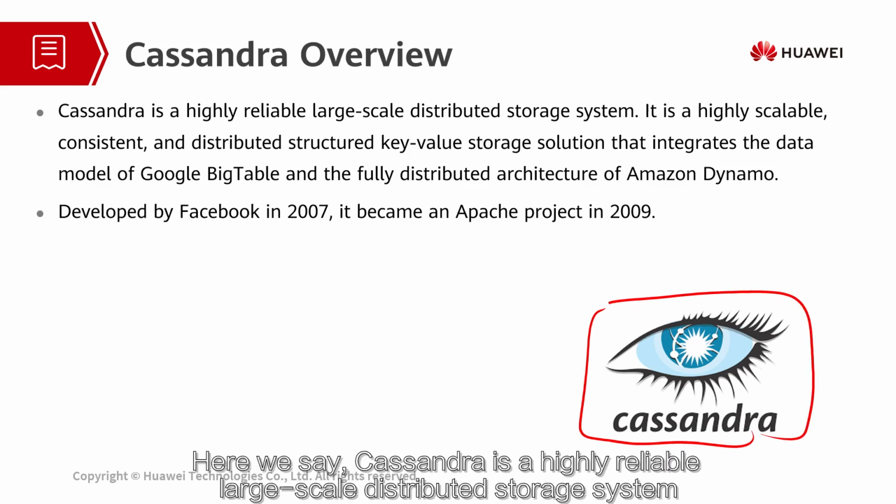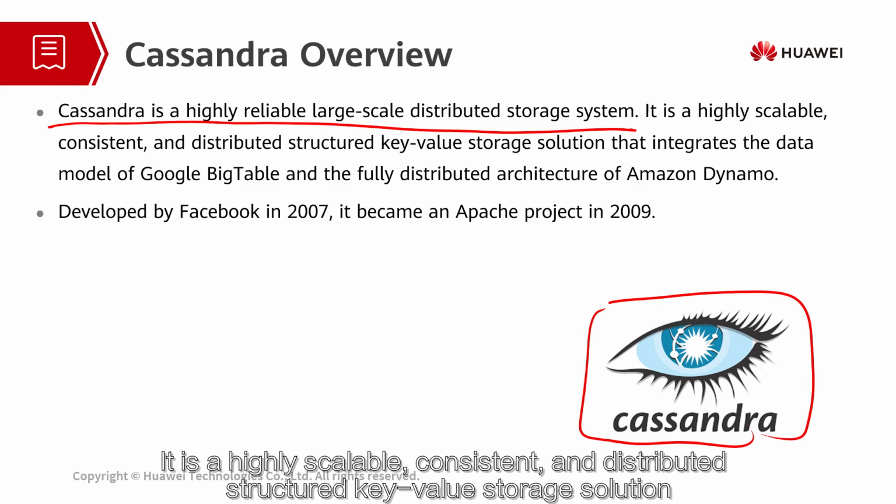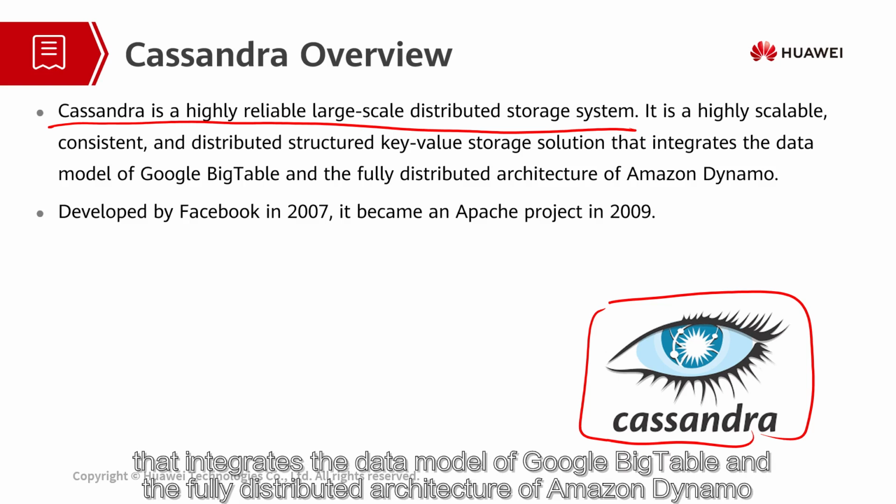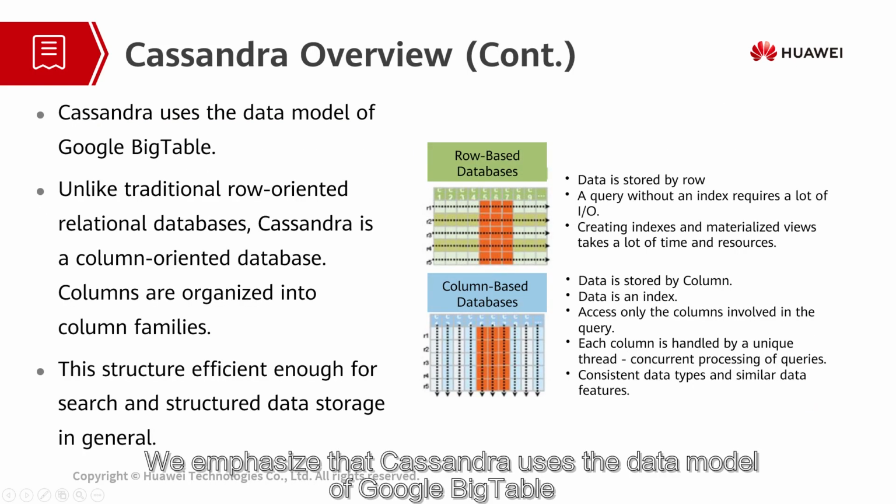Here we say Cassandra is a highly reliable, large-scale distributed storage system. It is a highly scalable, consistent, and distributed structured key-value storage solution that integrates the data model of Google Bigtable and the fully distributed architecture of Amazon Dynamo. We emphasize that Cassandra uses the data model of Google Bigtable.